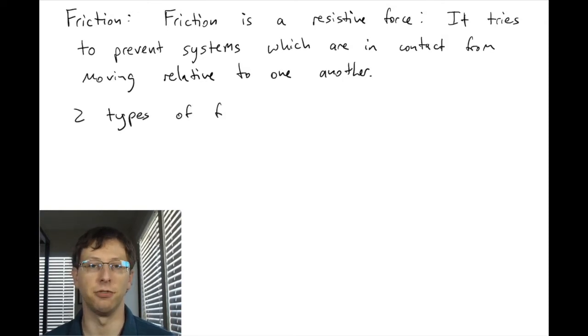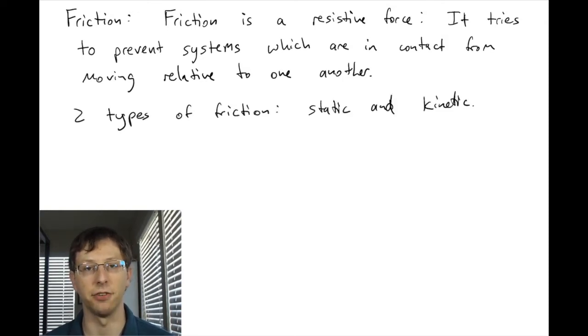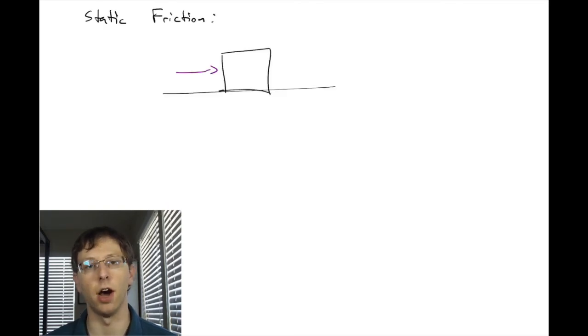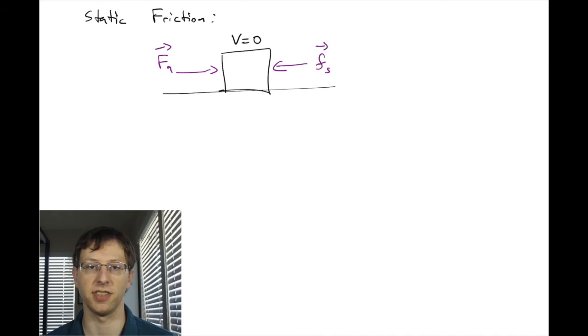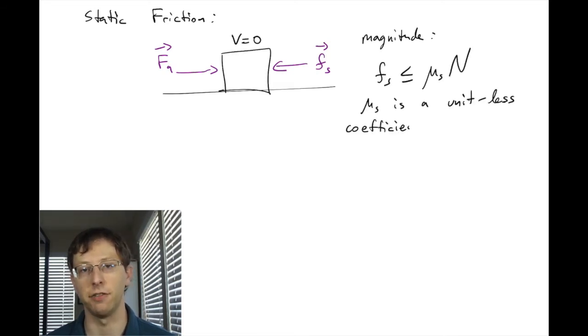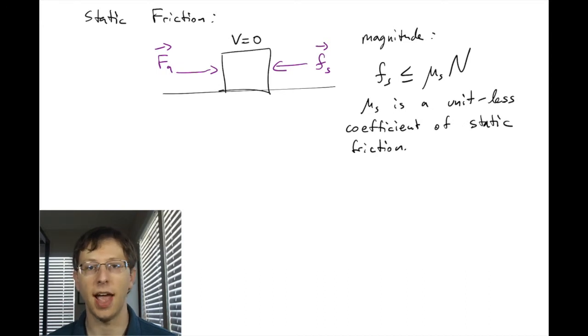And there's two different types of friction. There's static friction and kinetic friction. And the variables that are usually used for them are F sub s for static friction and F sub k for kinetic friction. We'll start with static friction, and static friction applies if the speed of the object is 0 relative to the surface that it's on. The magnitude of this force is less than or equal to mu sub s times n, where mu s is the coefficient of static friction, which has no units, and n is the normal force.